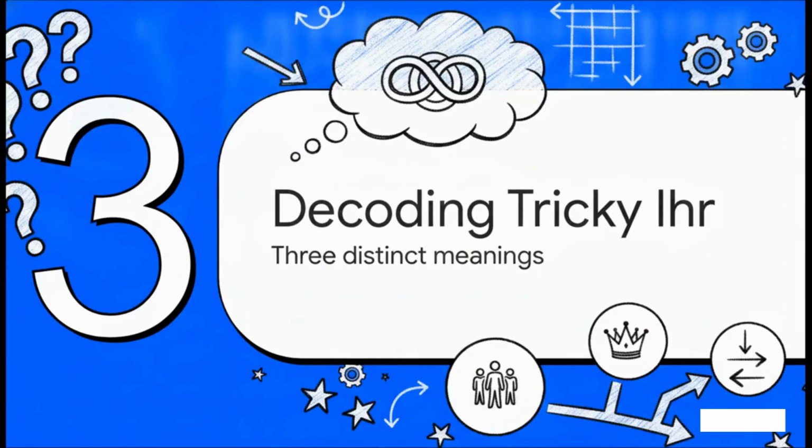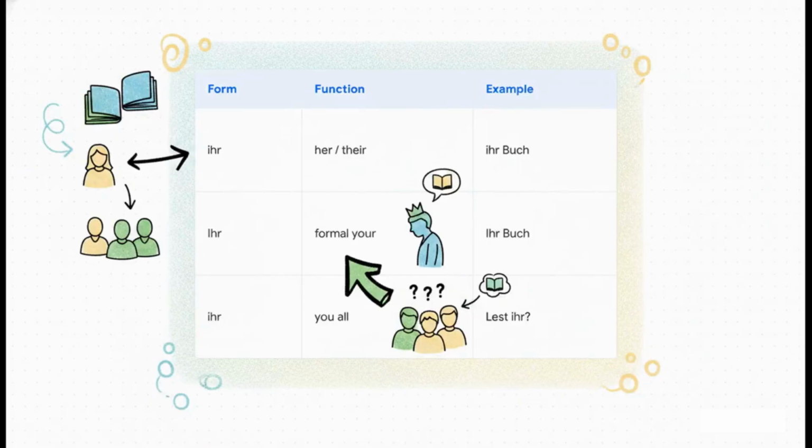It has 3 distinct meanings, and it trips up everyone. Now, what's really interesting about this slide is when you lay them out side by side, you see how functionally different they are. Ihre is a real chameleon. First column, lowercase ihre right before a noun means her or their. You just have to use context clues to figure out which one. Das ist ihr Buch could be that is her book or that is their book.